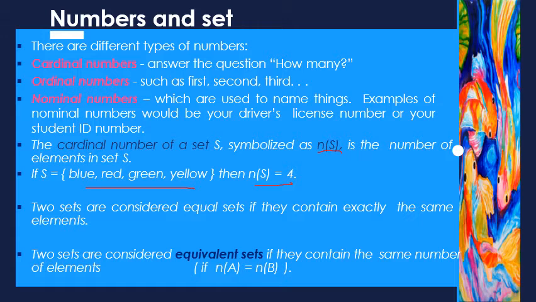Two sets are considered equal if they contain exactly the same elements. So take note of this one. Two sets are equal if they contain the same elements. However, two sets are considered equivalent if they contain the same number of elements. So it is not necessary that they have the same elements if they are equivalent. They just need to have the same number of elements.